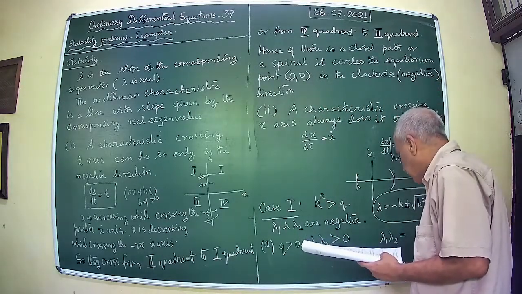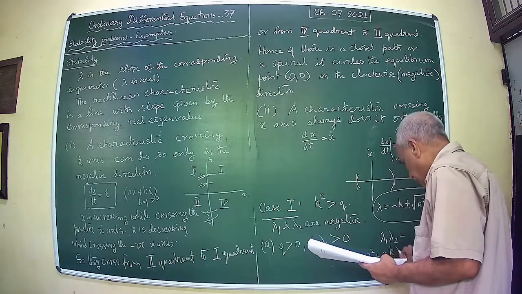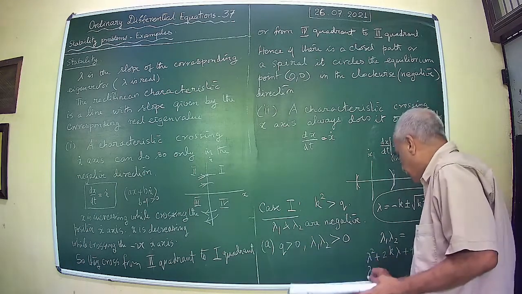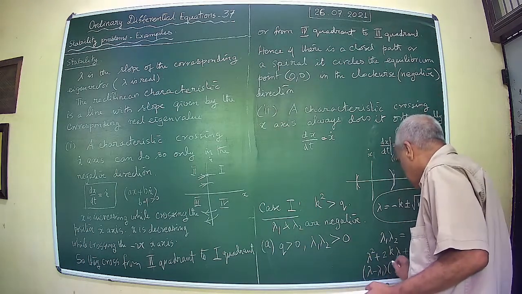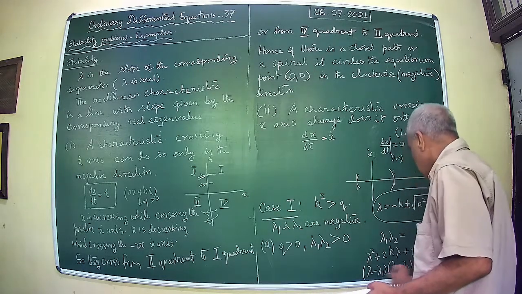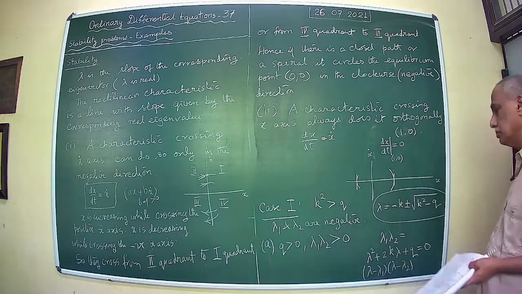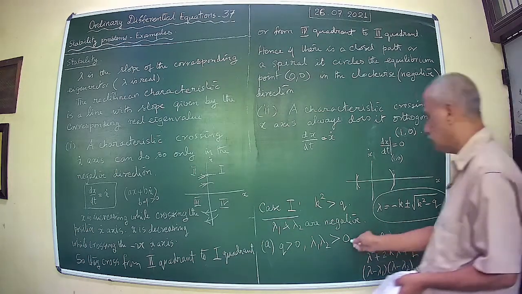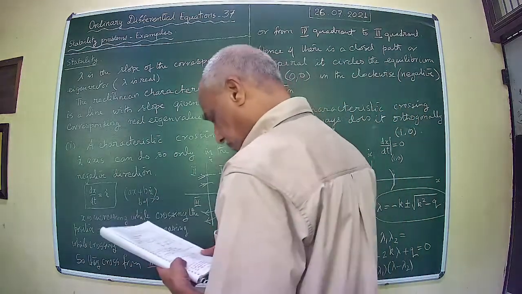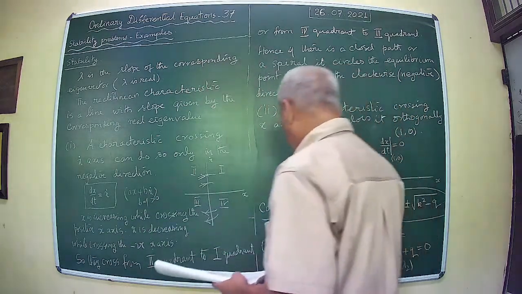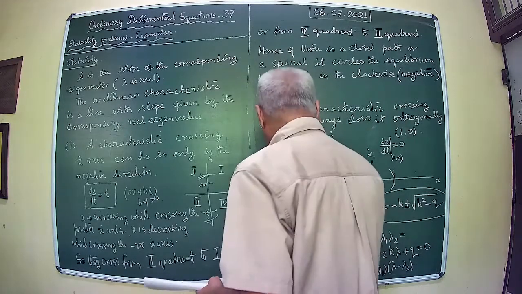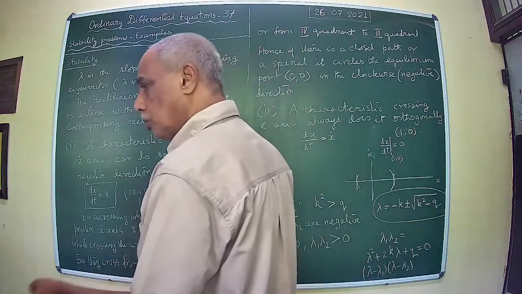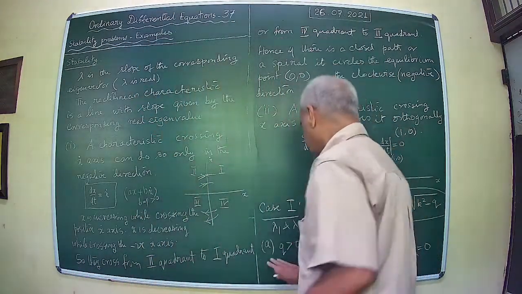lambda square plus 2k lambda plus q. So if you write this as lambda minus lambda 1 into lambda minus lambda 2, then lambda 1 lambda 2 equal to q. And if q is positive, then lambda 1 lambda 2 is positive. Then either both lambda 1 and lambda 2 are positive, or both lambda 1 and lambda 2 are negative.